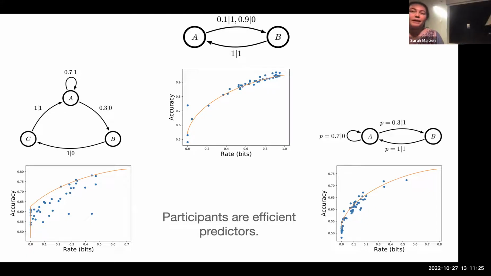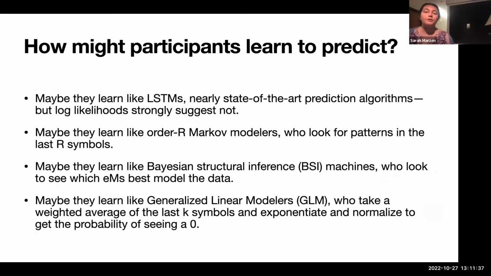Anyway, and then we sort of asked, well, what is the mechanism by which they're doing so well? Because this right here and this right here was some pretty cool evidence that they were doing a really good job. So we sort of said, well, what are they actually doing? How are they doing it? And we came up with 4 potential ways that they might be doing it.